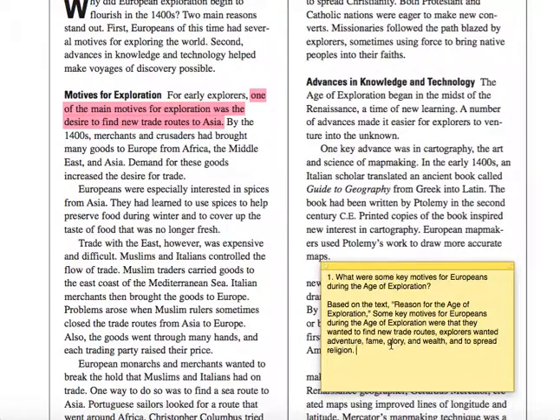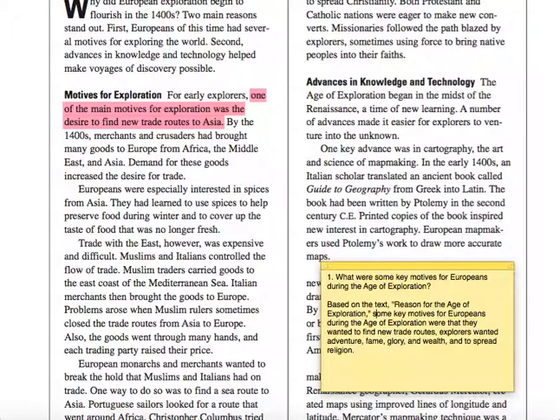Based on the text, reason for the age of exploration, and I see a mistake. I have a capital S in the middle of a sentence. I need to take that out. Some key motives for Europeans during the age of exploration were that they wanted to find new trade routes, explorers wanted adventure, fame, glory, and wealth, and to spread religion.